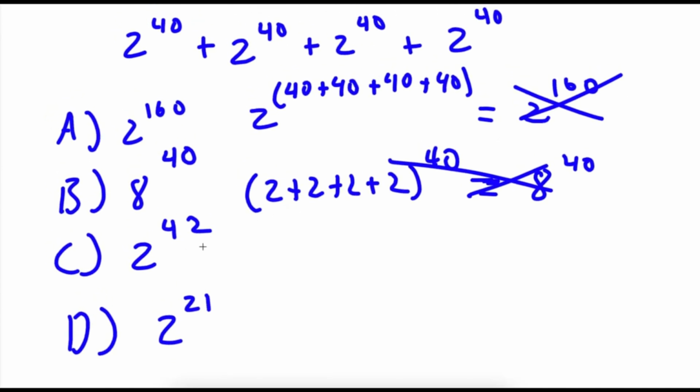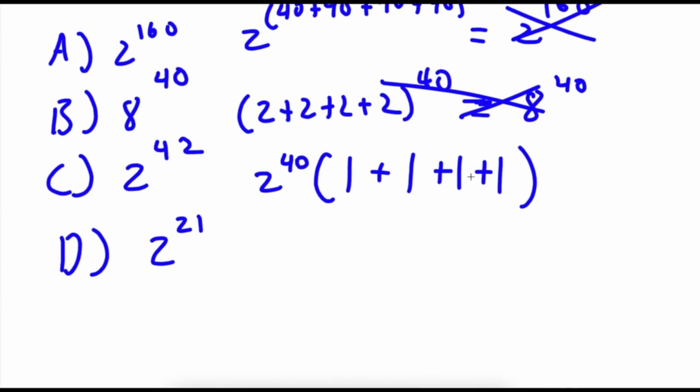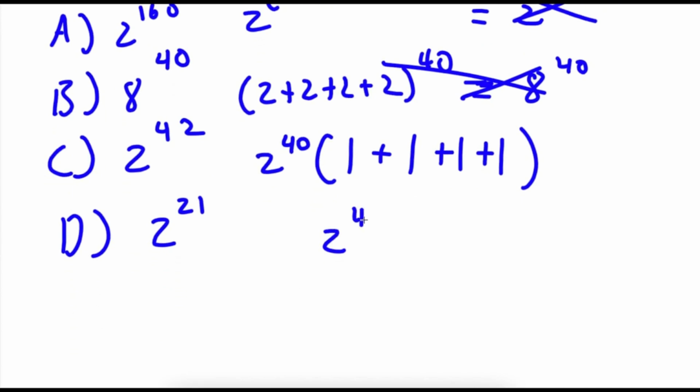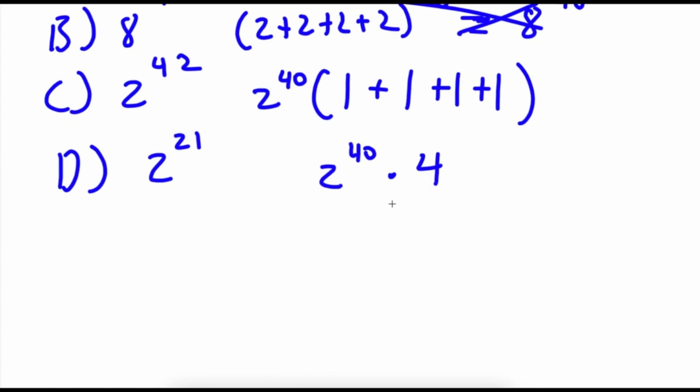Now to get 2 to the power of 42, what they do is they first factor out 2 to the power of 40 from this. So now I have 2 to the power of 40 times 1 plus 1 plus 1 plus 1. Now 1 plus 1 plus 1 plus 1 is 4. So now I have 2 to the power of 40 times 4. And 4 here, this is the same thing as 2 squared. So now I have 2 to the power of 40 times 2 squared.